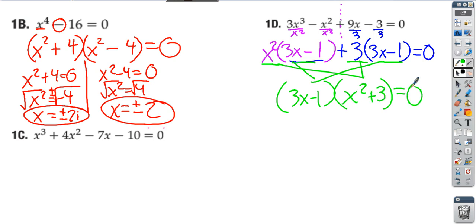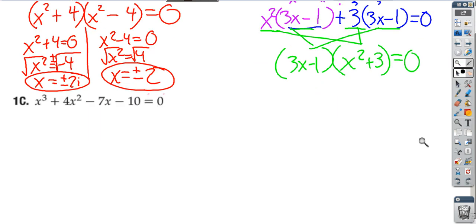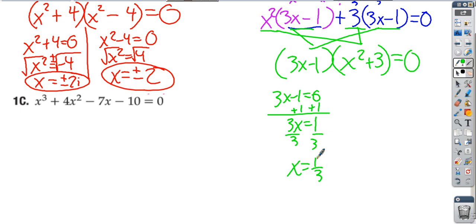So if we look at the beginning, x is being raised to the third power. It means we should have 3 solutions. And let's see if we can find those right now. So 3x minus 1 equals 0. That's going to be 1 solution. So if we add 1 to both sides, we get that. And we divide by 3. x equals 1/3. There's our first solution.